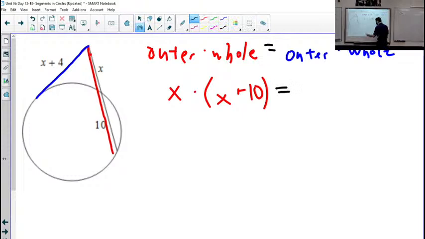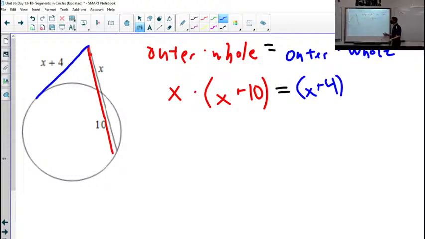The interesting thing happens over here in the blue. So there are a couple problems on this front page of the homework that were like this. Watch closely. My outer, over in the blue, my outer piece, the piece that's outside the circle, is x plus 4. That's the piece that's outside the circle. Okay, we can see that from the diagram. Then I want the whole segment. What is the whole segment?